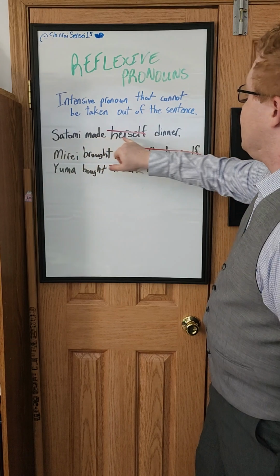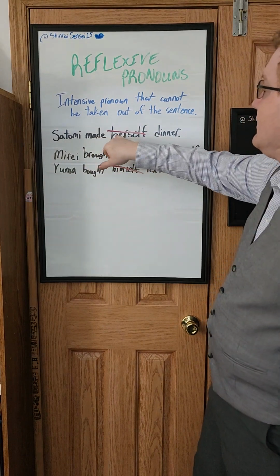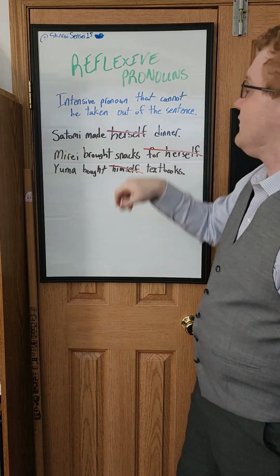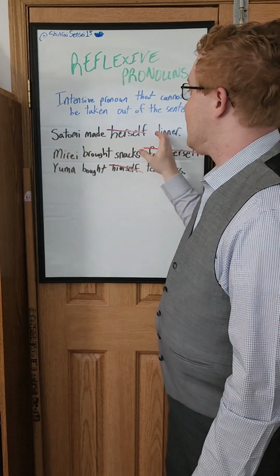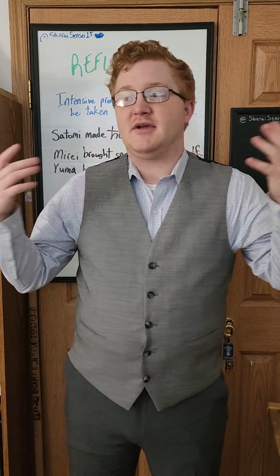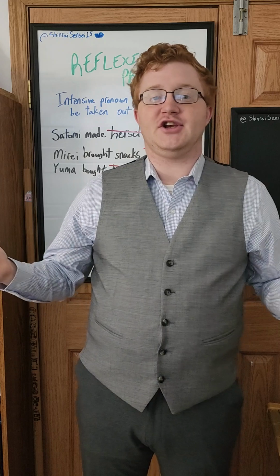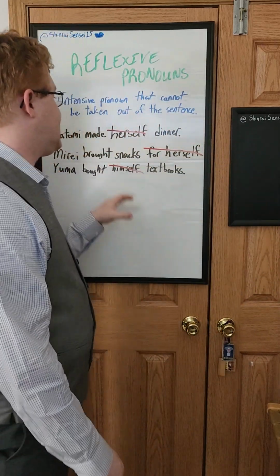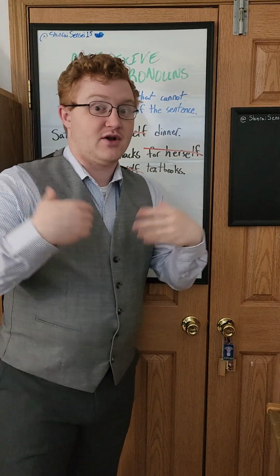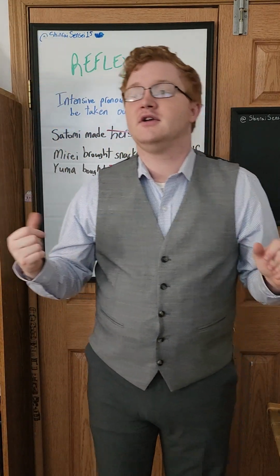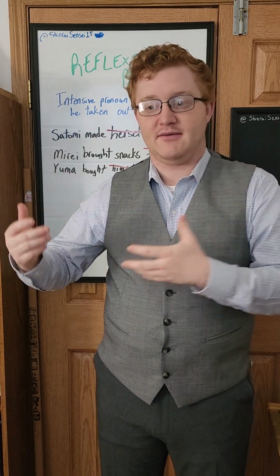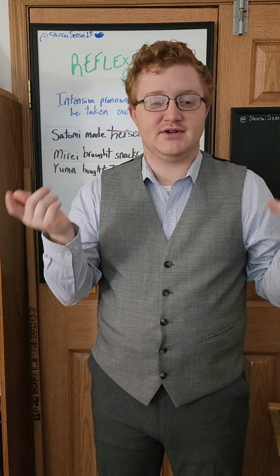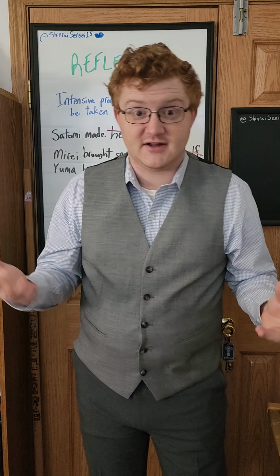So, Satomi made herself dinner. Well, if I take the herself out and this becomes "Satomi made dinner," that doesn't tell me who she made dinner for, or if she made dinner for somebody else. It doesn't tell me any information, right? That completely changes the nature of the sentence. Whereas if I say she made herself dinner, clearly that means she was making dinner that she was going to eat all by herself, right? So she was making herself a sandwich, with some salad or something like that, right?